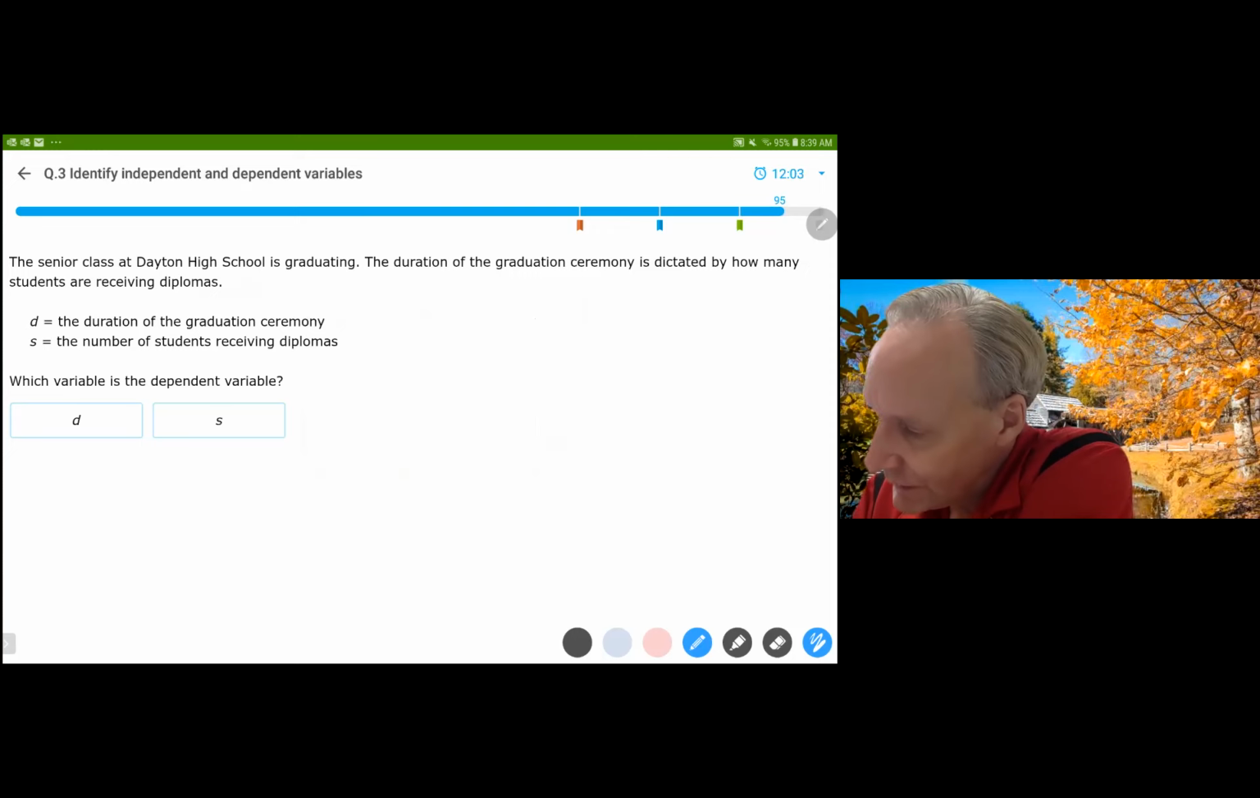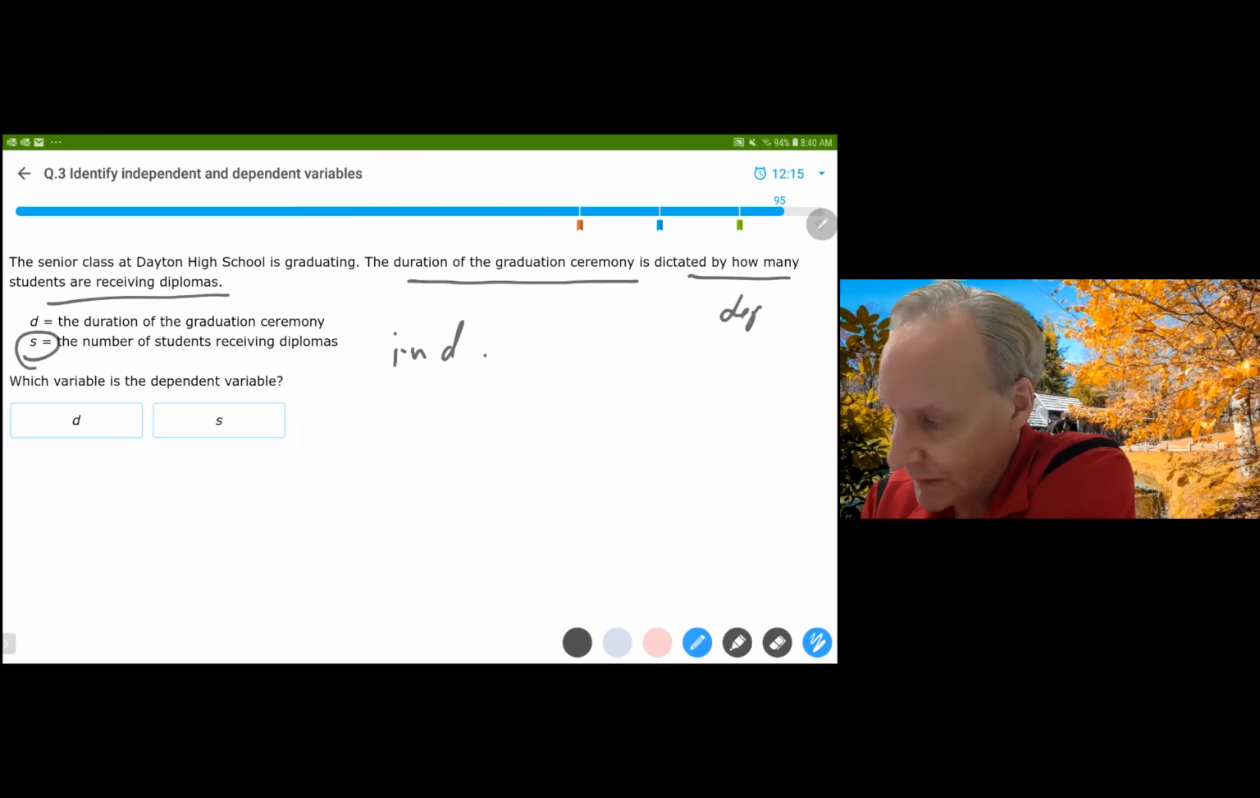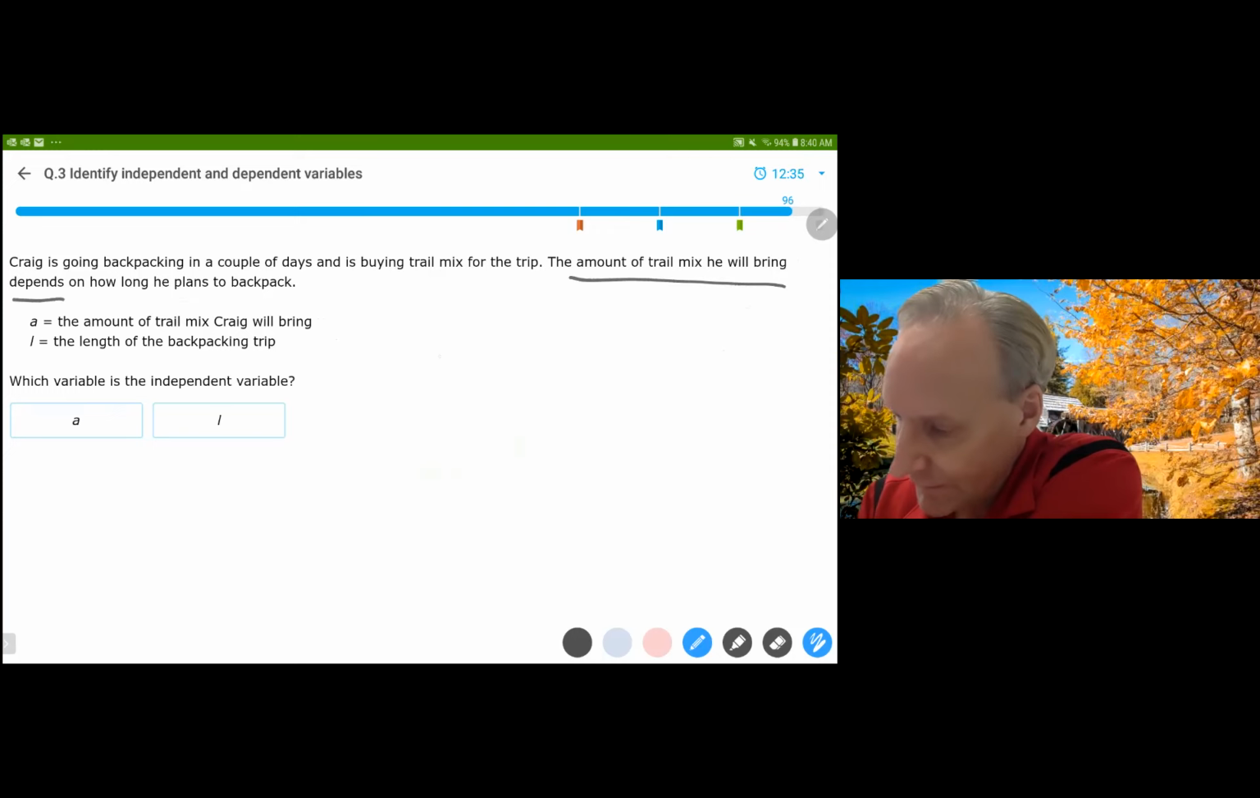Okay, the duration of the ceremony is dictated by how many students. So the students is the independent, and the duration of the ceremony is the dependent. And we want the dependent, so that's the duration of the ceremony, which is D, because the duration depends on the number of students. We're getting there. Okay, the amount of trail mix depends. So the amount of trail mix is the dependent variable, and that depends on the length of the trip. We want the independent, then, is the length of the trip.